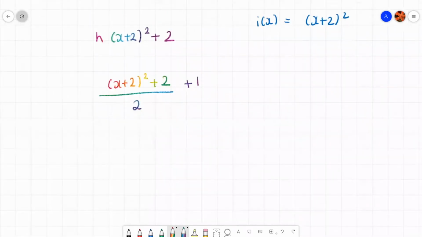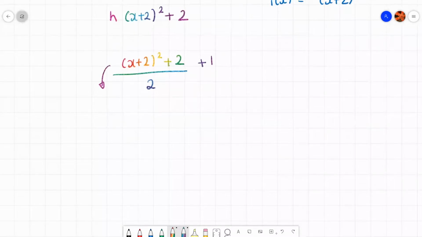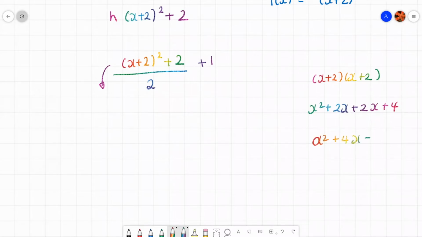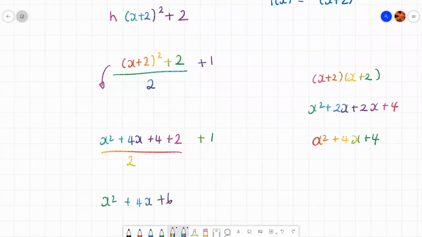Now we need to simplify this. So we need to expand this double bracket. That becomes x squared plus 2x plus 2x plus 4, x squared plus 4x plus 4. Okay, so I've got x squared plus 4x plus 4, add 2, all divided by 2, add 1. Right, so then I've got x squared plus 4x plus 6, divide that by 2, add 1.